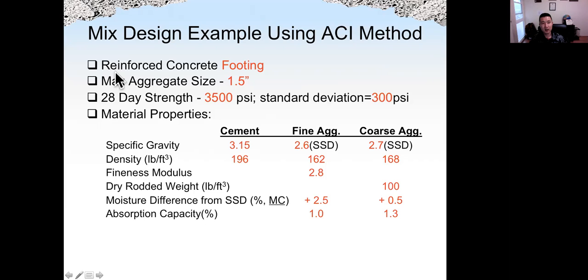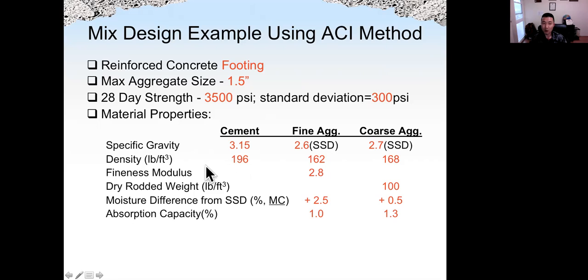We need to design a concrete for a reinforced concrete footing. The size of coarse aggregate is 1.5 inch. The 28-day strength requirement is 3,500 psi, and it also tells us a standard deviation of 300 psi. I'm going to discuss why we need this information. And here are the material properties of the raw materials, including cement, sand, and coarse aggregate: the density and the specific gravity.